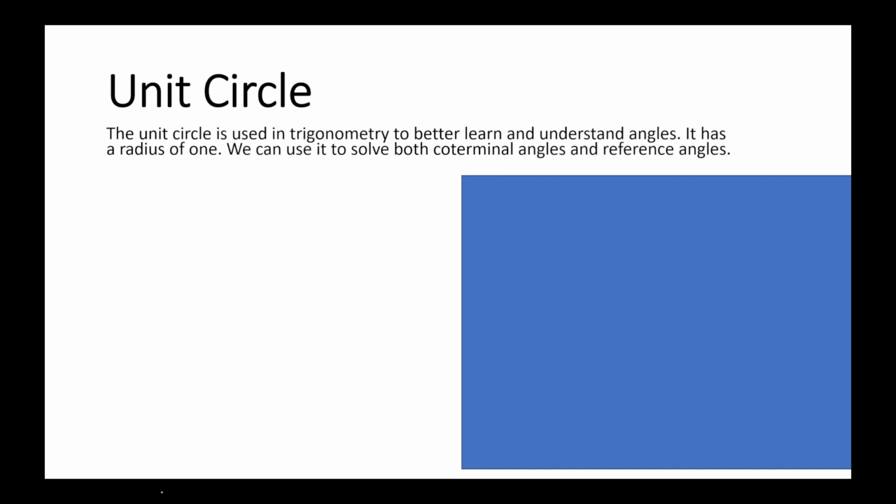To start off, we have to talk about the unit circle. This is an incredibly important concept in trigonometry, and we use it to better learn and understand angles. It's pretty key for both coterminal and reference angles. Now, the unit circle, it's kind of in the name, it has a radius of just 1 unit.